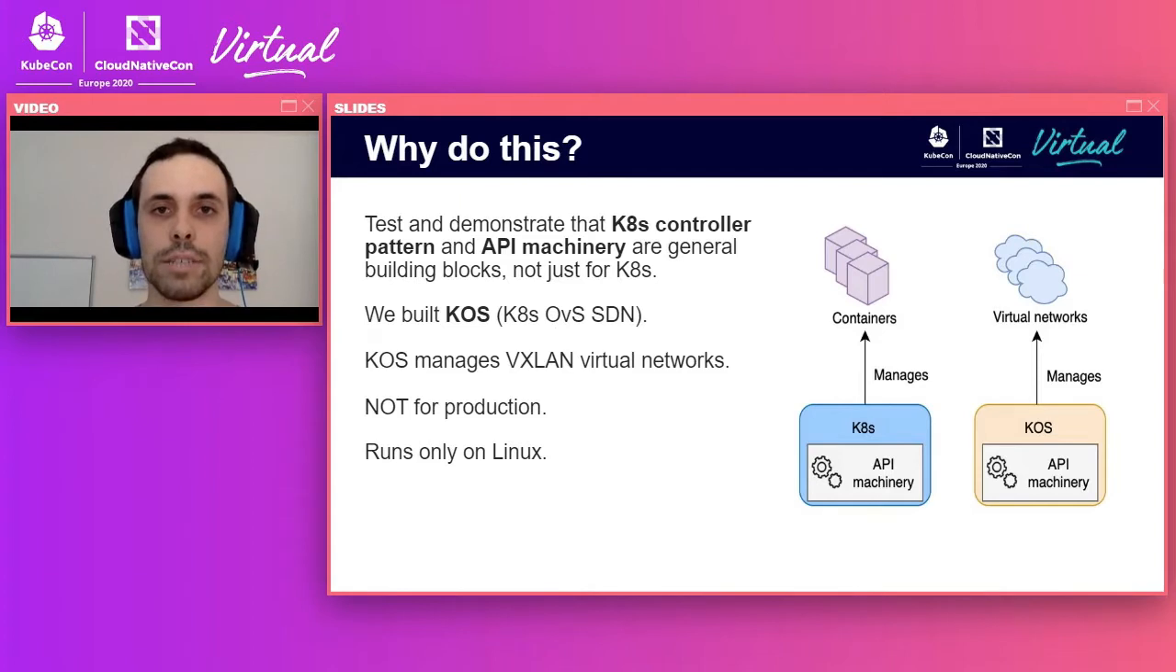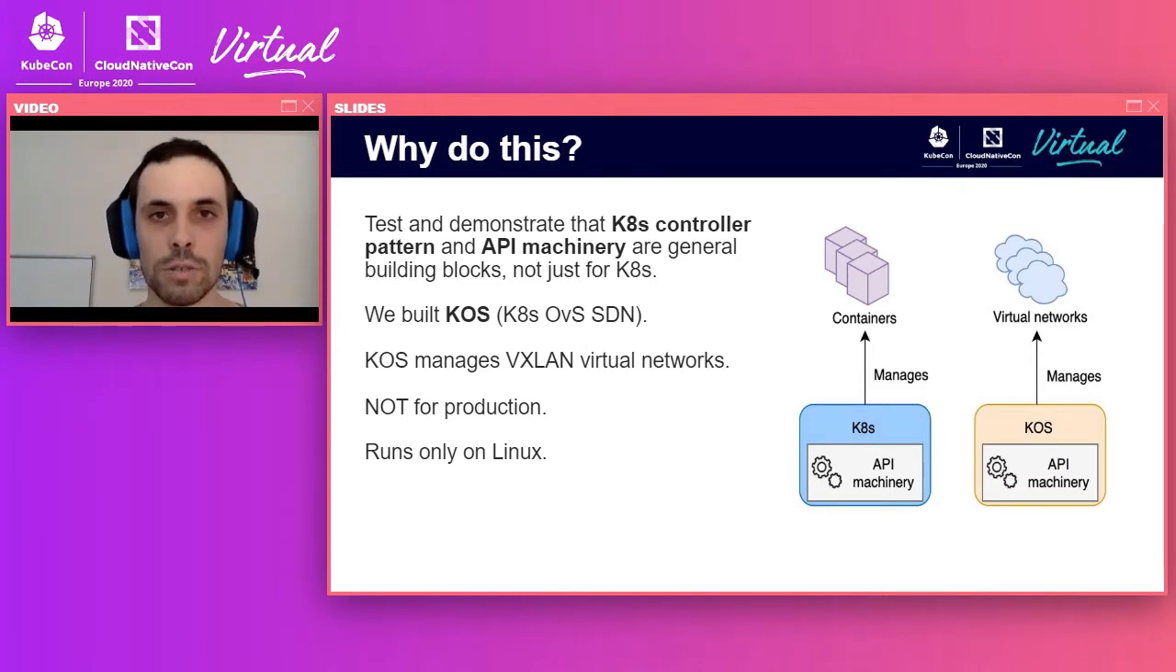So let's begin by answering the fundamental question, which is, why even build an SDN using Kubernetes API machinery and controller pattern? And the answer is that we wanted to test and demonstrate that those are general enough and good building blocks, not just for Kubernetes, but for other cloud control planes as well.